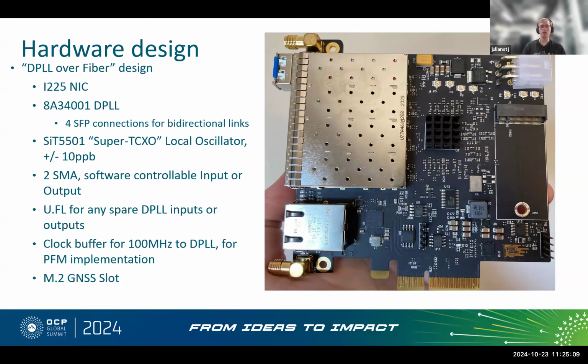I also included a clock buffer for PFM to buffer the 100 megahertz PCIe clock to the DPLL. I didn't implement that on this board so far, but the hardware capability is there. And there's a M.2 GNSS slot with the pinout that we defined through OCP for a M.2 GNSS receiver. So in theory, you could put a GNSS on this board and have it disciplined to GPS.